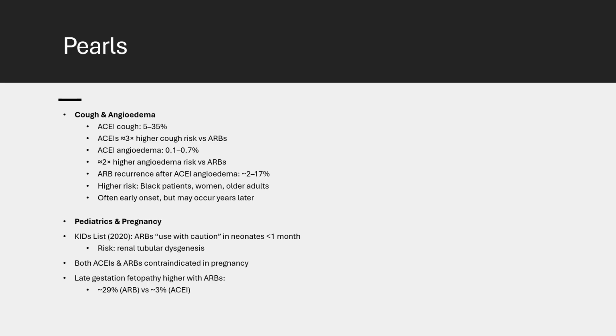The KIDS list stands for Key Potentially Inappropriate Drugs in Pediatrics, which is an evidence-based guide created in 2020 by the Pediatric Pharmacy Association. ARBs are included on the KIDS list as use with caution for neonates younger than 1 month, due to the risk for renal tubular dysgenesis. In my last video, I reviewed RTD, so feel free to watch that video. What's interesting here is the exclusion of ACE inhibitors on the KIDS list for the same reason.